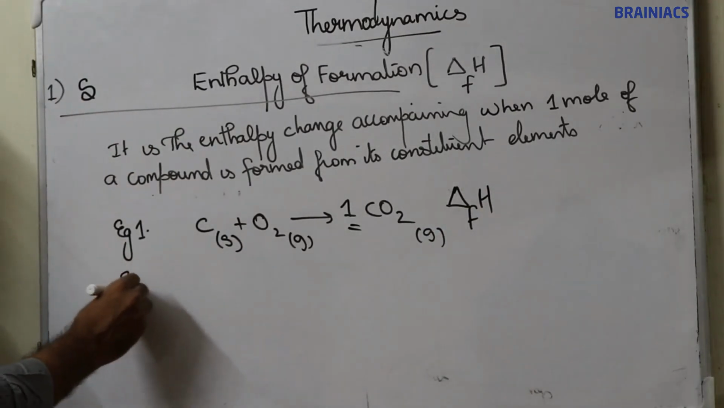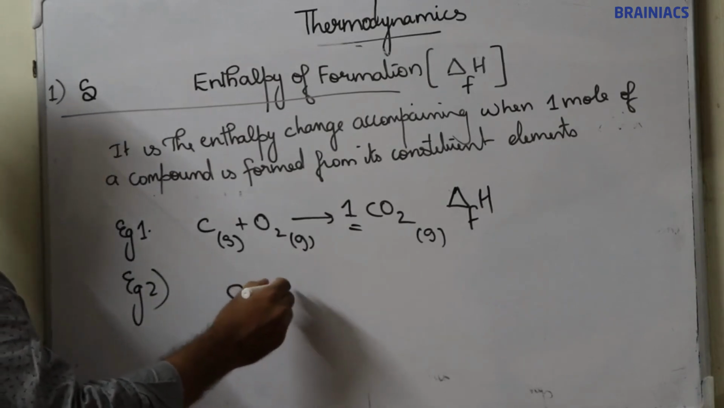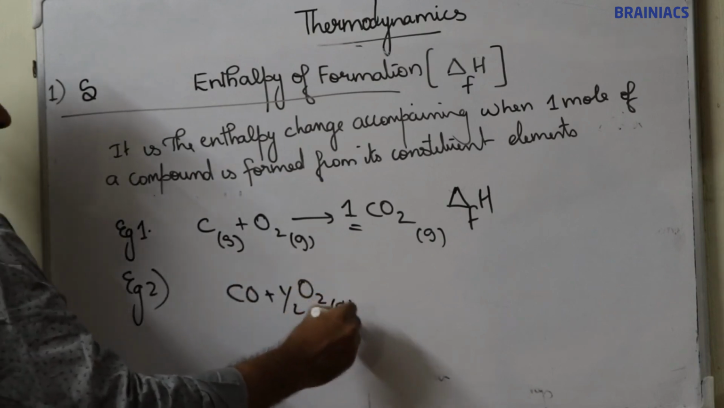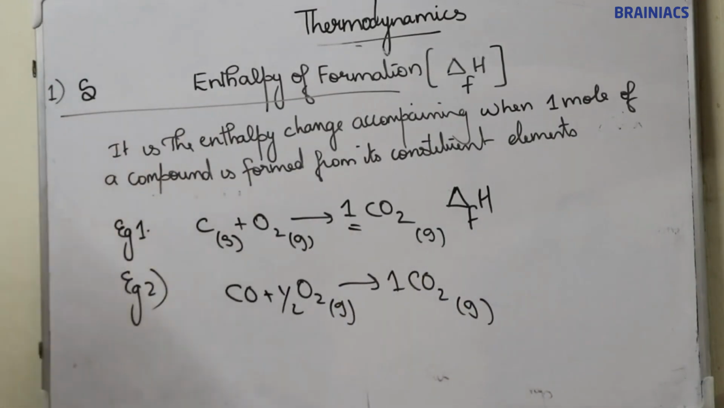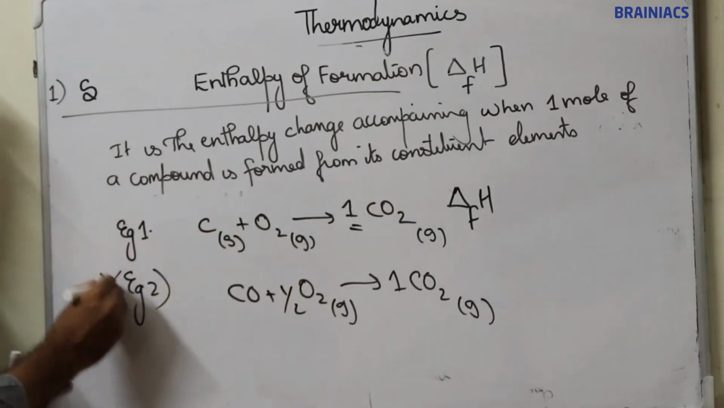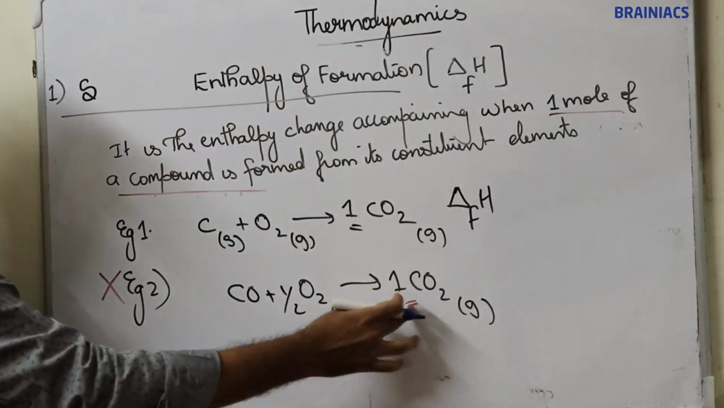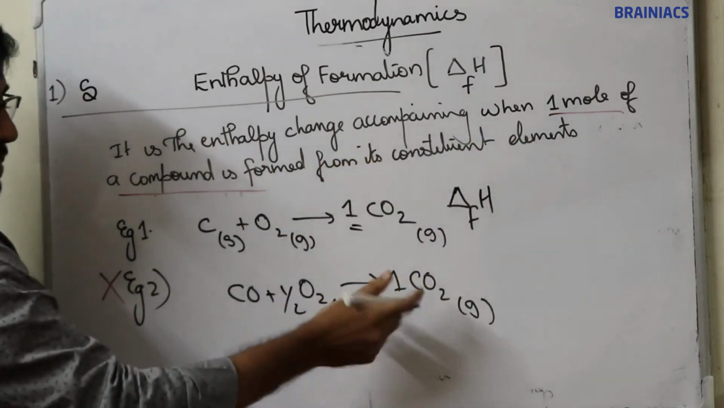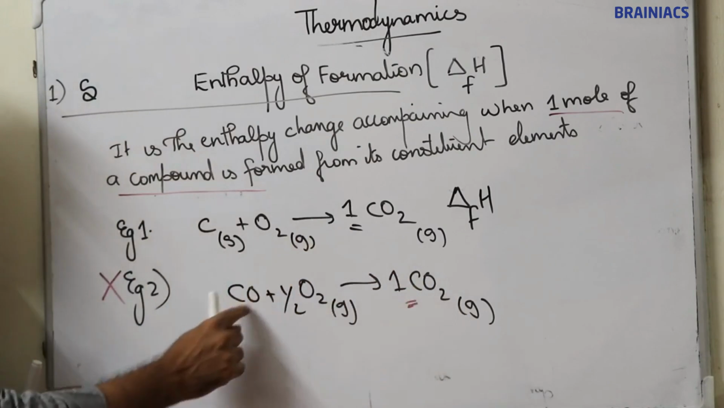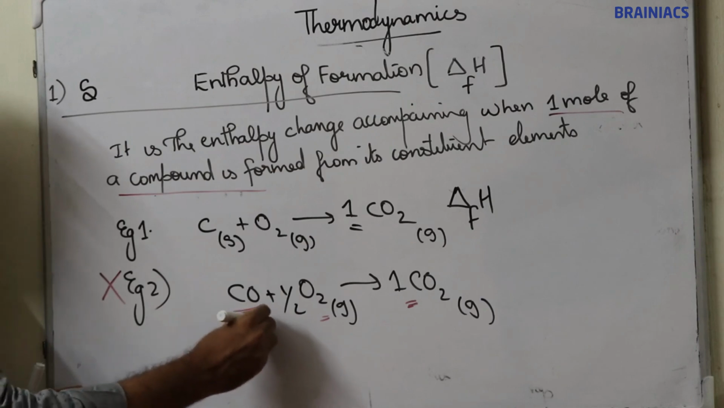When we consider the second example, CO plus half O2 giving 1 CO2. Now this reaction is not an example for enthalpy of formation, because here 1 mole of compound is produced, but what is enthalpy of formation? 1 mole of compound is formed from its constituent elements. Here it is not produced from constituent elements, because this one is an element, but this one is a compound, not an element.